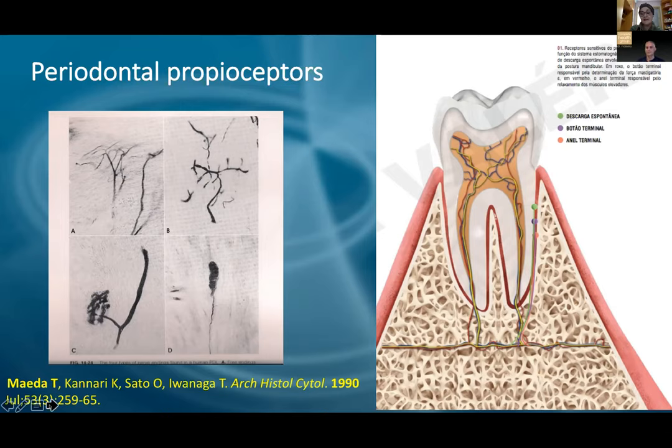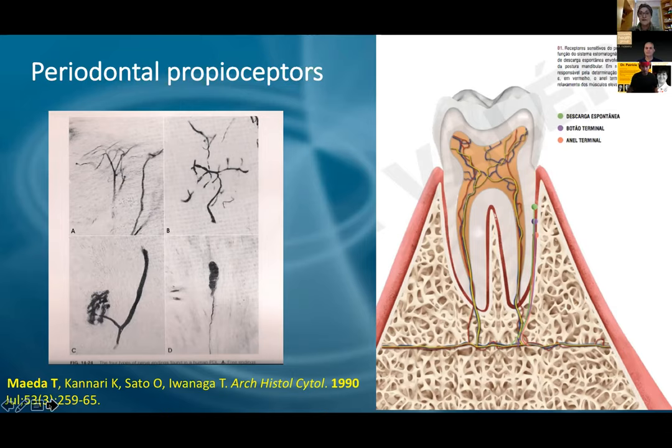The one called spontaneous discharge is responsible for posture. The second one, called terminal bottom, is responsible for the masticatory force. And the third one, called terminal ring, is responsible for the relaxation of the elevators. Okay, but there is a problem.